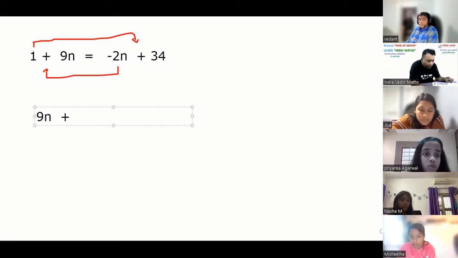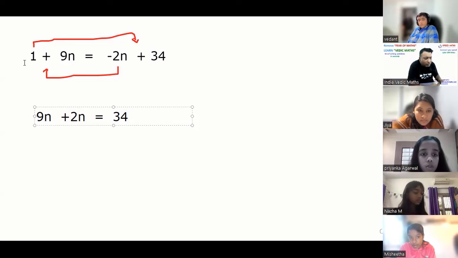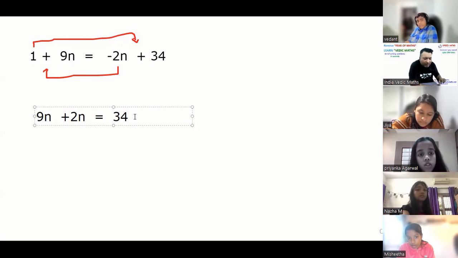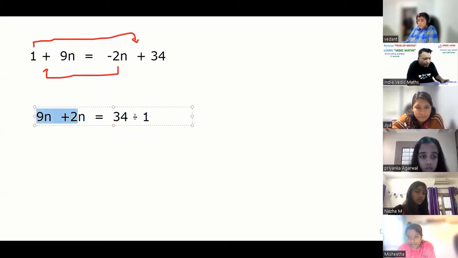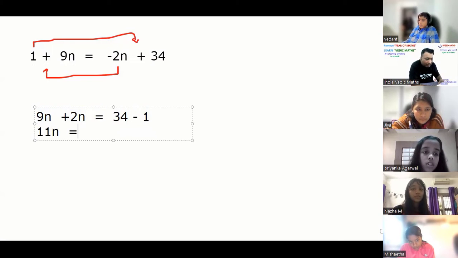Sir, negative 2n becomes plus 2n. Agree? Yes, sir. Now 34 was here. If positive 1 comes from left to right, what does it become? Minus. Is this step 100% clear or not? Yes, sir. Now, how much is this? 11n. How much is the right side? 33. Perfect.